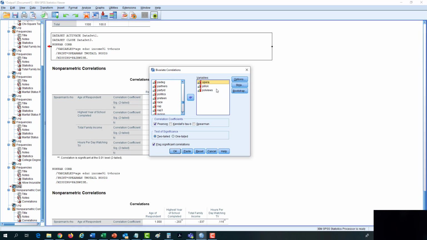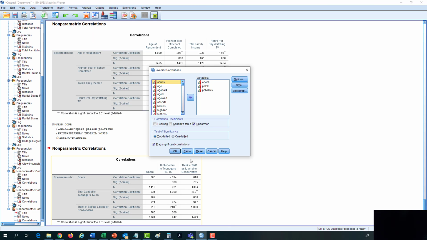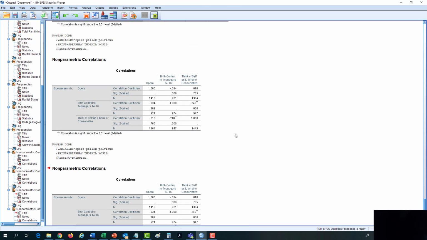Opera is ordinal. Poll views is ordinal. So I'm going to unclick Pearson and click Spearman and click OK. And then I'm going to run it again just to put the table in a good place. So here we are, right? Remember, we have the totally useless diagonal line of perfect correlations. We don't have to worry about that.